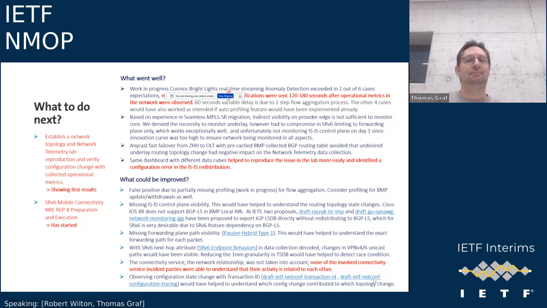Rob. So just a quick question on the passive hybrid. How would you know which packets to actually target for that information? Because presumably you wouldn't instrument all the packets. So how do you know which flows are being dropped to then say I want to be able to see these flows to work out where they're being dropped? Is there a solution for that, or am I missing something obvious?